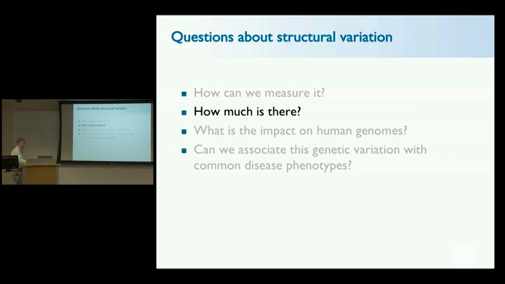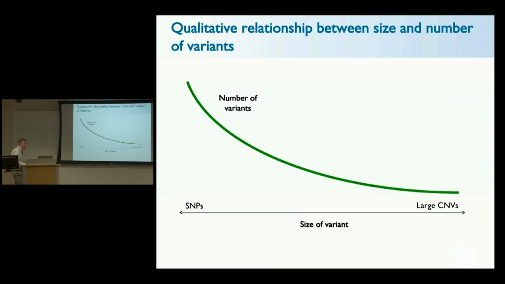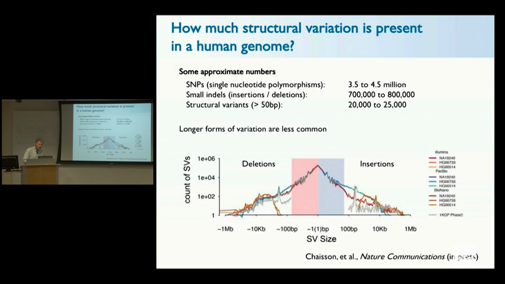So the next question I want to talk about is, how much is there? How much structural variation is there in the human genome? One thing I'd like you to take away is that there's this qualitative relationship between the number of variants and the size of the variant. There are many more SNPs in an individual person's genome, many more polymorphisms that are single base pair changes, than there are really large CNVs. And this general trend holds across the whole length spectrum.